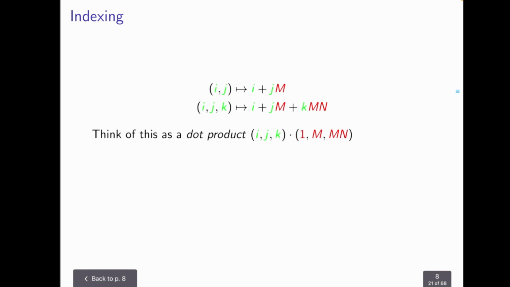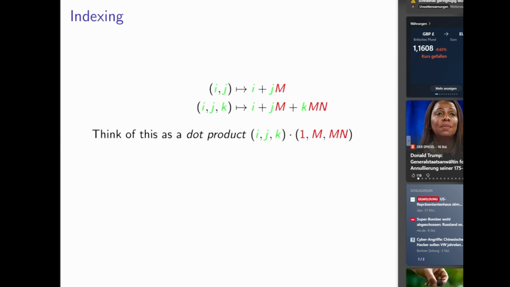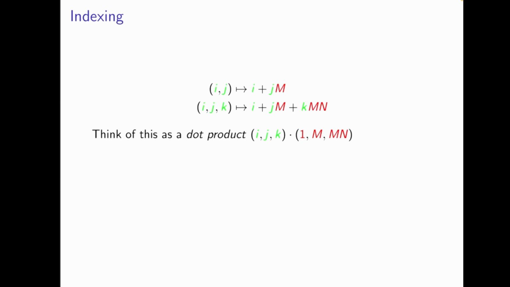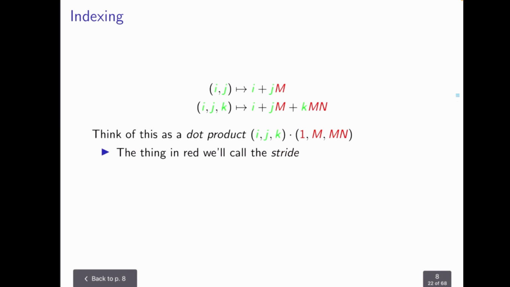Okay. So what I want to do is think of this as a dot product between two little vectors, so that the i plus jM plus kMN is actually a dot product of the green thing with the red thing. And that's our starting place for building up these concepts. All right, so the thing in red, we'll call that the stride, just to start with.